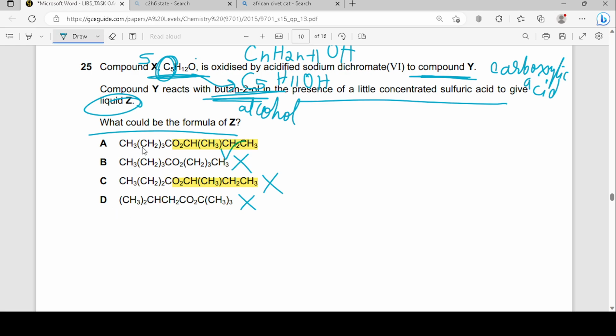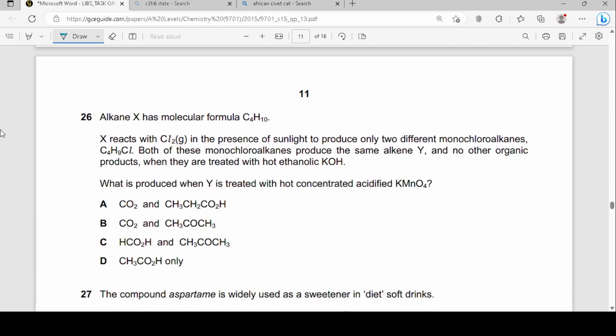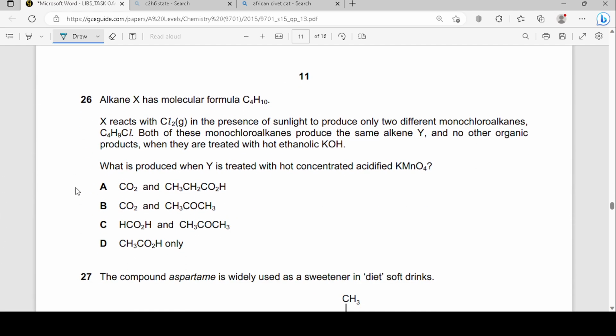And if I look at A, then that must be the right answer because the other options are eliminated. If I count this, this has 3 carbon atoms, then 4, and a fifth one. So it has 5 carbon atoms and it has butan-2-ol. So A seems to be the right answer according to me. So yeah, A is the answer. Nice. Next question.